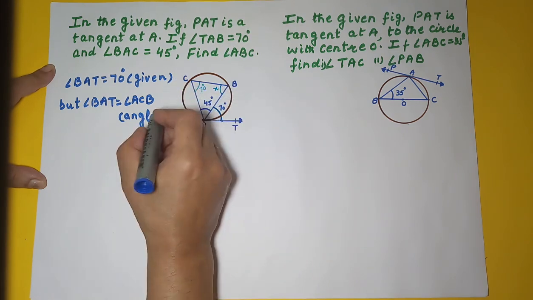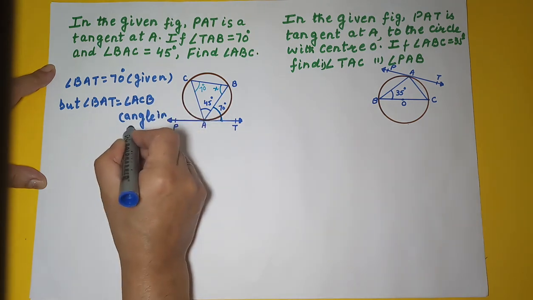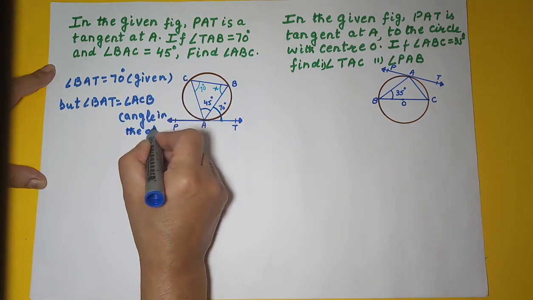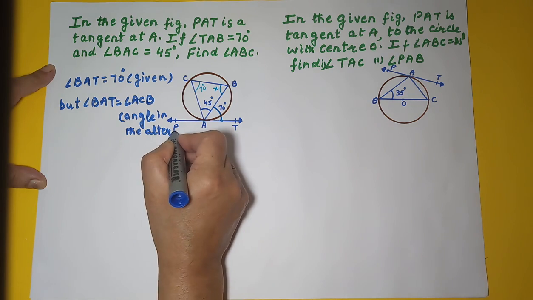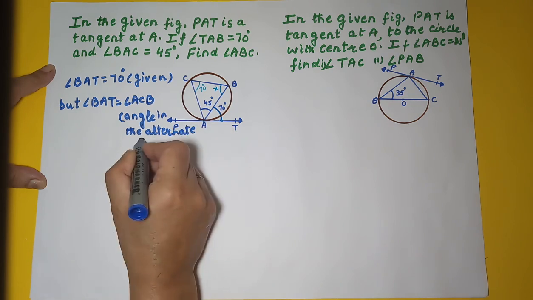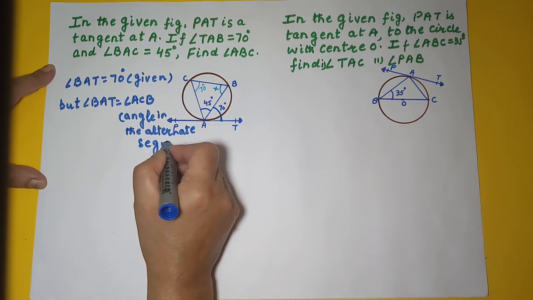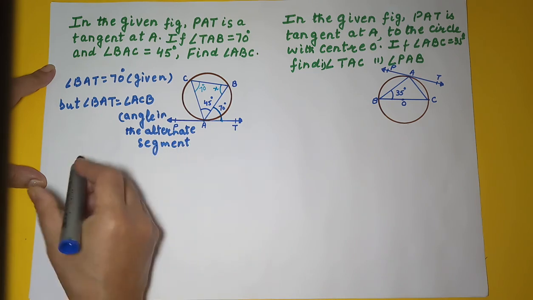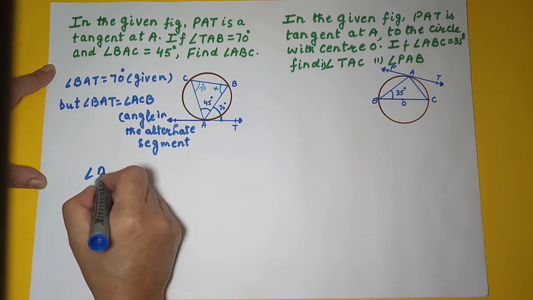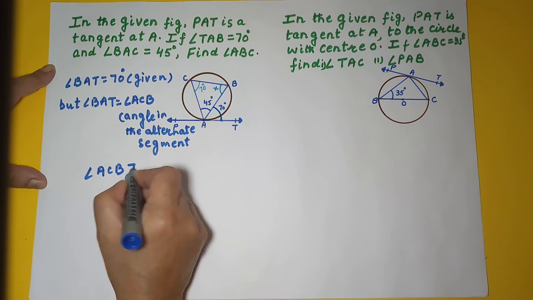We have done this theorem. Angle in the alternate segment. So what does that mean? That means angle ACB is also 70 degrees.